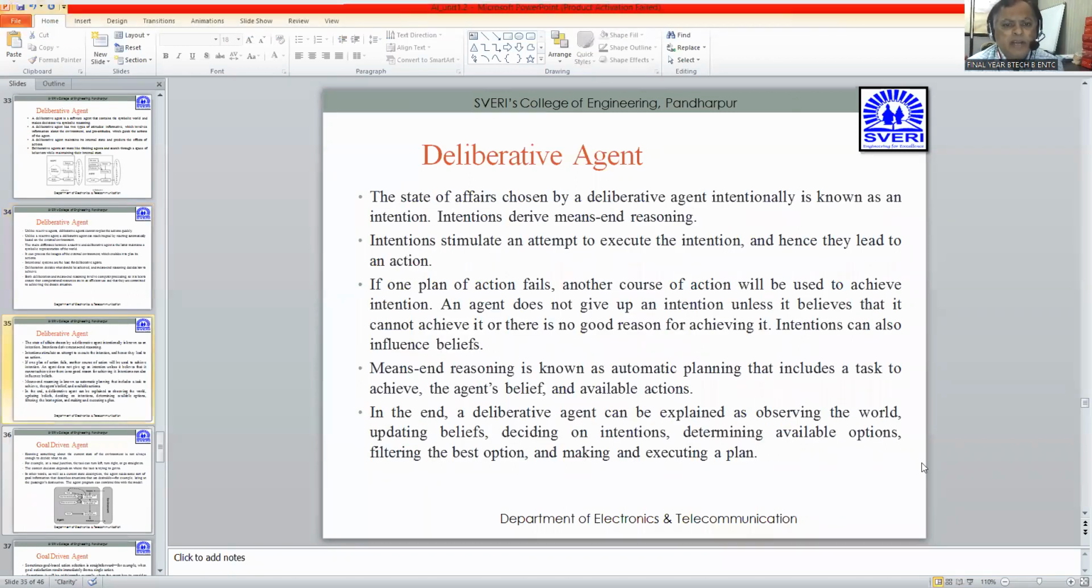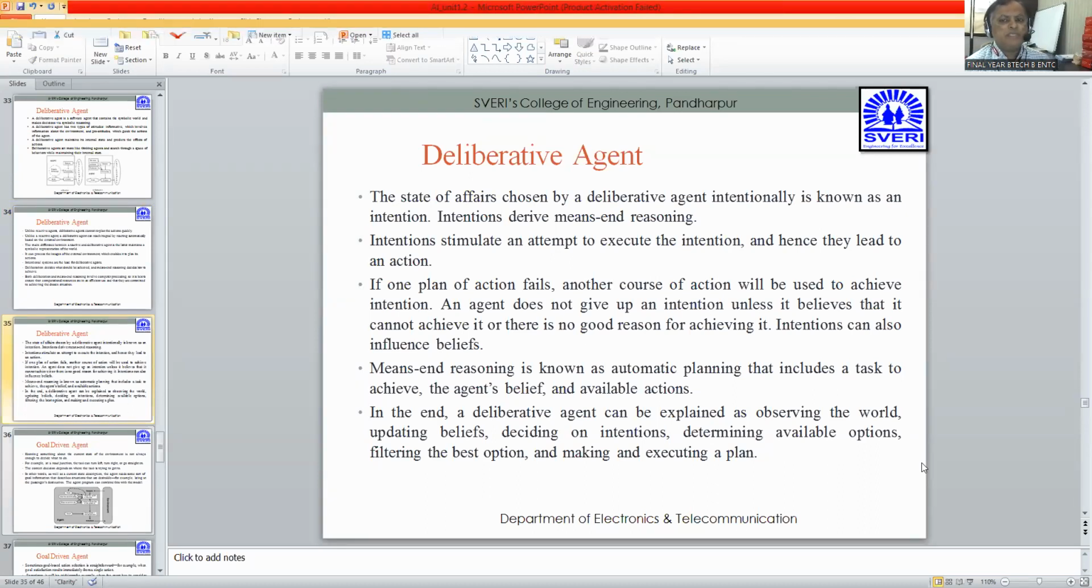The state of affairs chosen by a deliberative agent intentionally is known as intentions. Intentions drive means-end reasoning. So now there is one more thing that will come into the picture, the state of affairs. The state means the internal state is going to be there. Based on that internal state, it helps to take decisions, or it helps to predict the actions. Now, in humans, it is said that if your intentions are good, the action will be accordingly. If my intentions are positive, the action will be taken accordingly. In a similar way, in this case also, the state of affairs chosen by the agents intentionally is known as intentions.